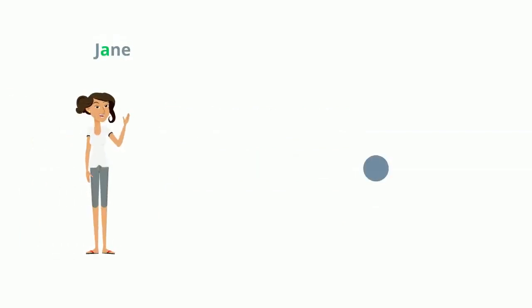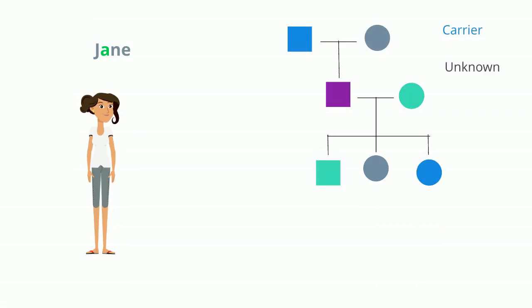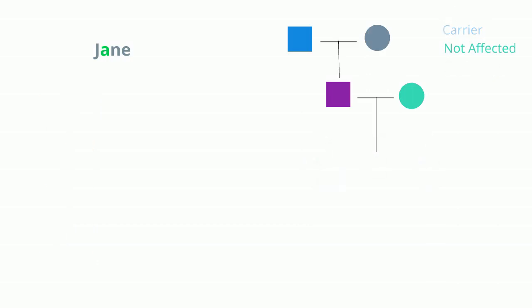This is Jane. Jane's been seeing her primary care provider for some genetic testing for sickle cell anemia, which runs in her family. Displayed here is a pedigree of her family, showing what relatives are affected by the sickle cell gene mutation according to genetic testing they've received.